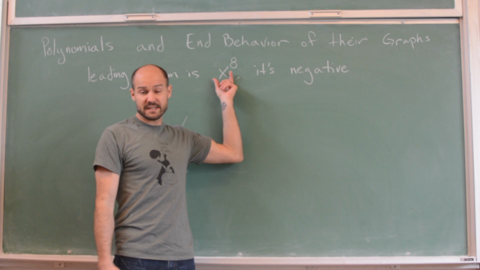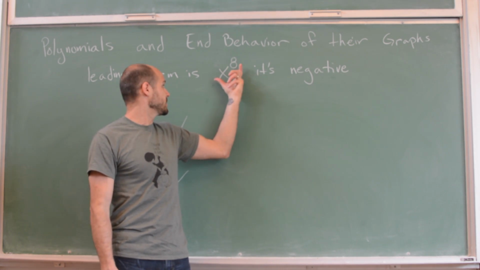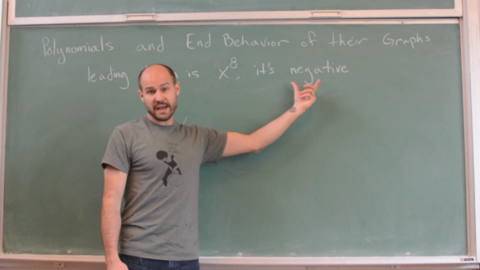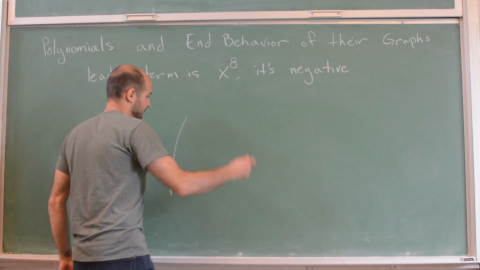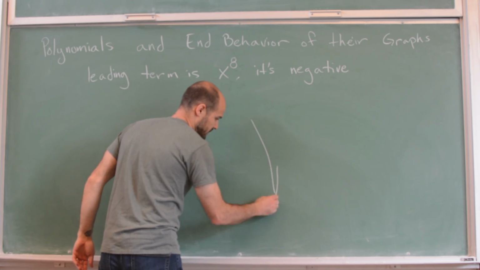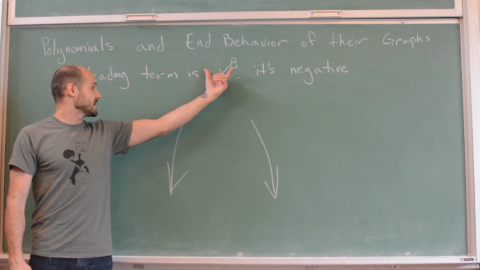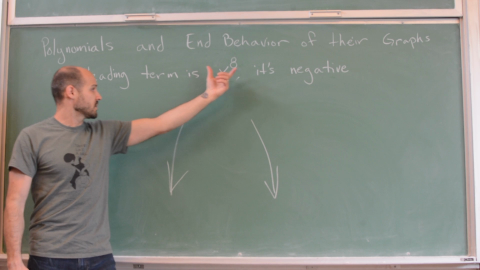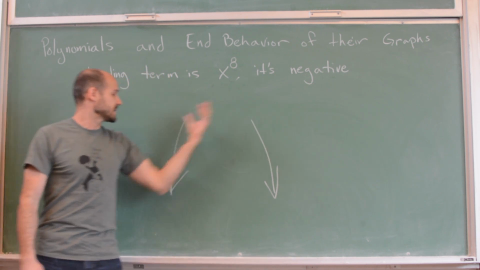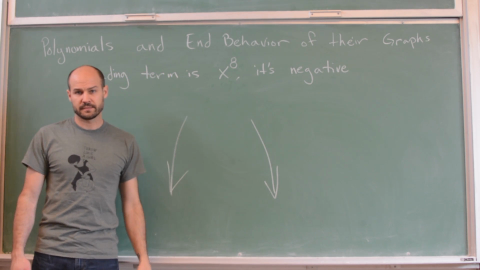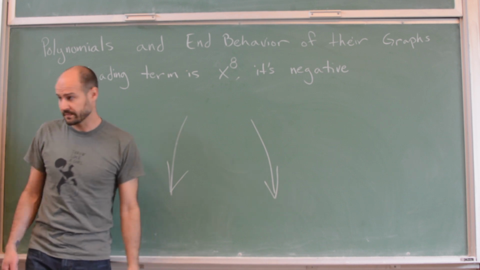If you plug in a positive value here, you get a positive result. And then one more negative value, and you get a negative result. End behavior for an even exponent leading term, which is negative, is down and down. Let's look at the next part.